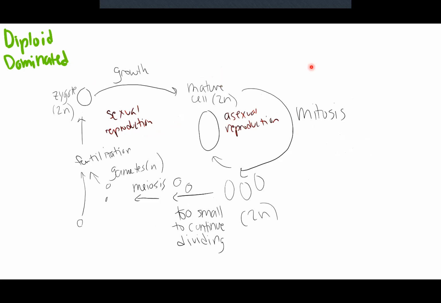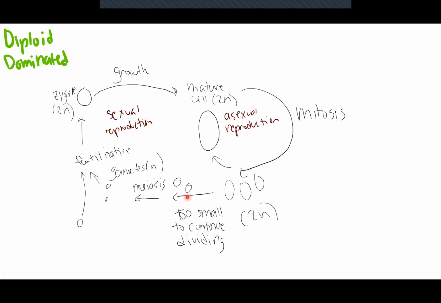Now we can talk about diploid dominated life cycles. Again, starting off with a mature cell, this time it's diploid 2N. It goes through mitosis for asexual reproduction. So it will continue going through this loop of mitosis and maturation until the cells are too small to continue dividing. Then they will go through sexual reproduction.